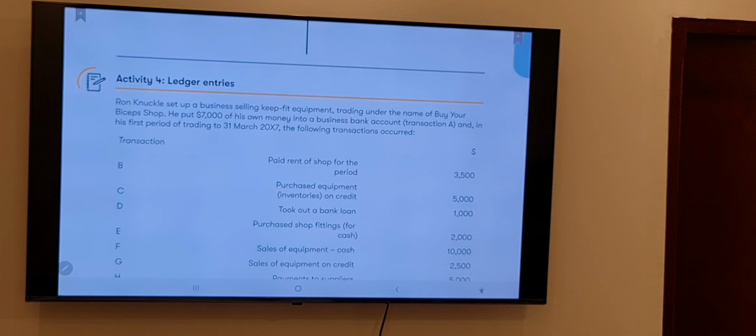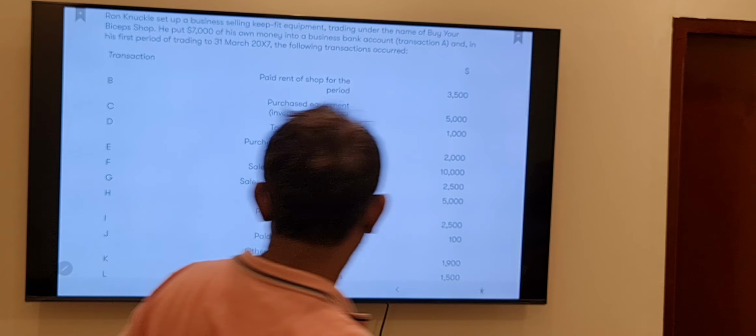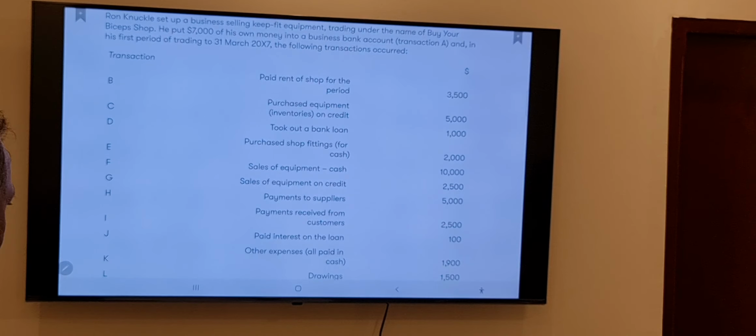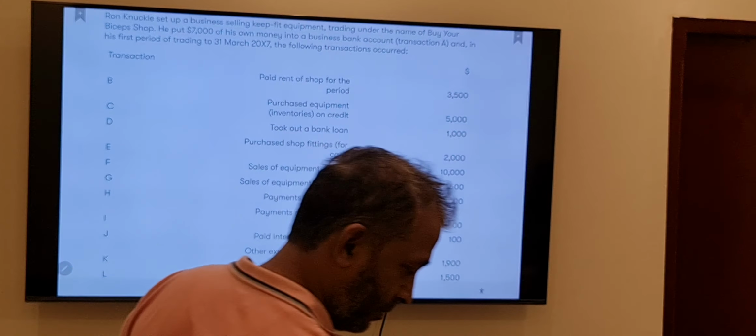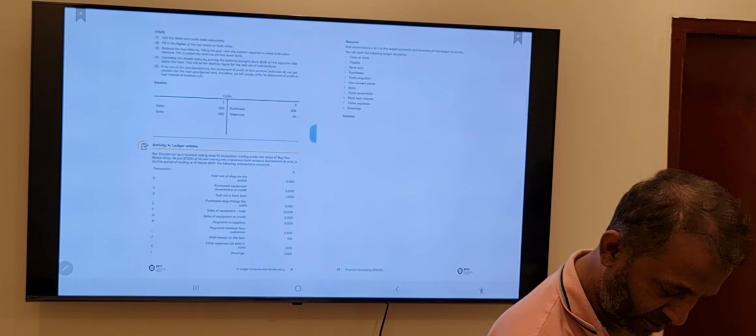Ron Knuckle set up a business selling keep fit equipment, trading under the name of Buy Your Biceps Shop. He put 7,000 of his own money, what is that 7,000? Capital, into a business bank account, transaction A. In his first period of trading, to 31st March 2017, the following transactions occurred. Paid rent for the shop, purchased equipment inventories on credit, took out a bank loan 1,000, purchased shop fittings for cash 2,000, sales of equipment cash 10,000, sales of equipment on credit 2,500, payment to suppliers 5,000, payments received from customers 2,500, paid interest on the loan 100, other expenses all paid in cash 1,900, drawings 1,000.